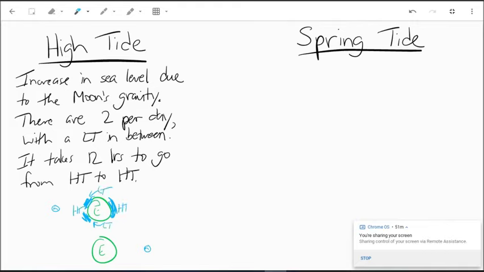Low tide is the absence of that water. All right, spring tide. Let's just go back to those notes before.